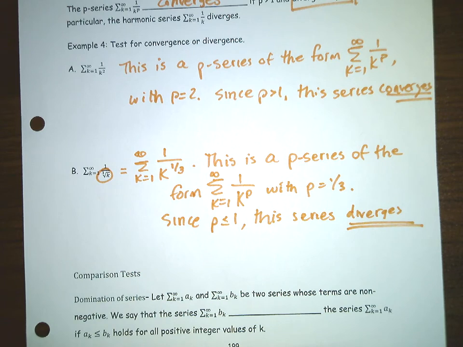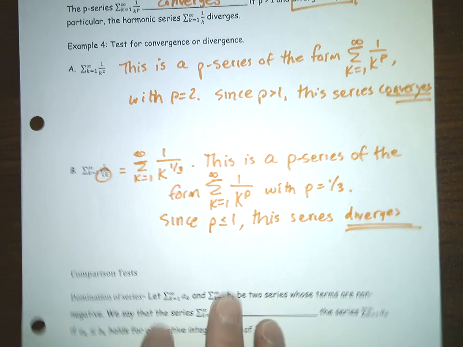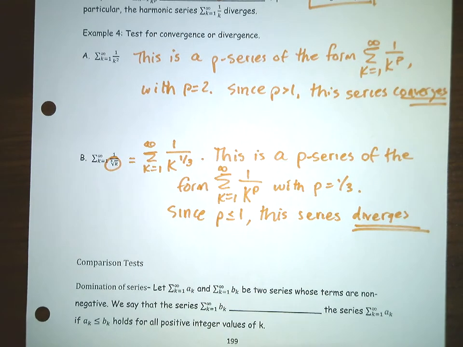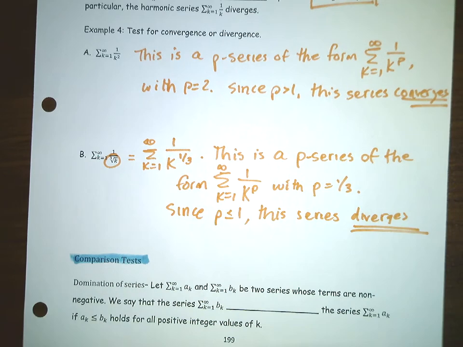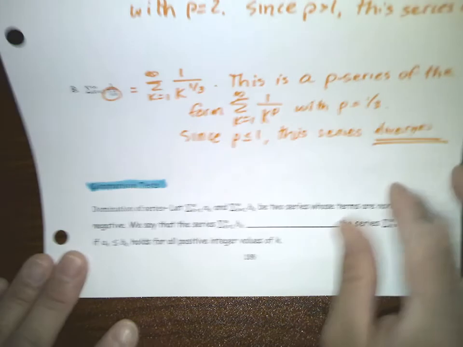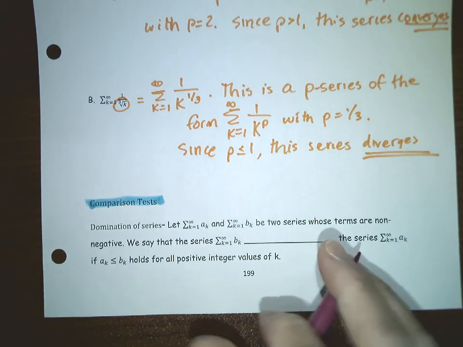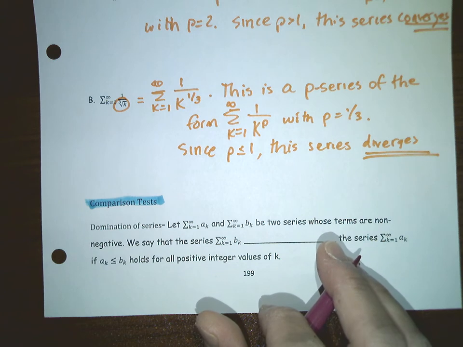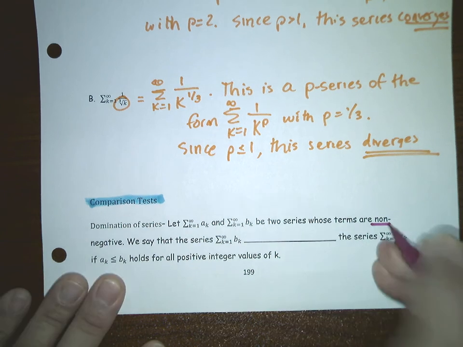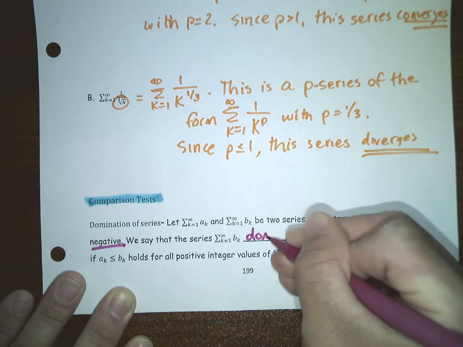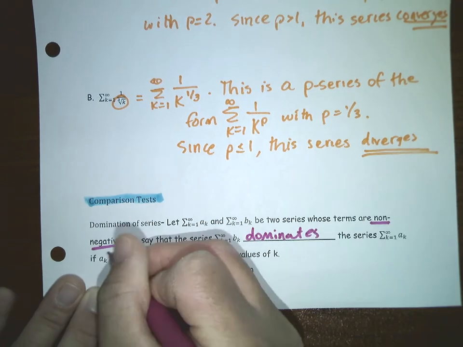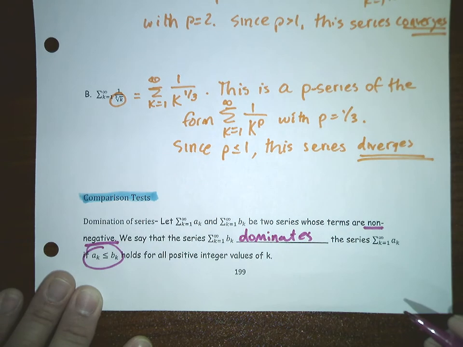So now it is time for the next type of test that we're going to do. We talked about the integral test already. So now here are some of the comparison tests. All right, so how about the domination of series? What does domination of series mean? If you let the sum from k equals 1 to infinity of a_k and the sum k equals 1 to infinity of b_k be two series whose terms are non-negative, then we say that the series b_k dominates the series a_k if a_k is less than or equal to b_k holds for all positive integer values of k.